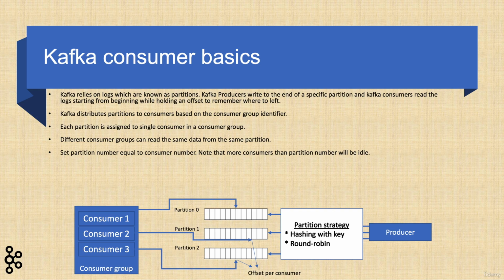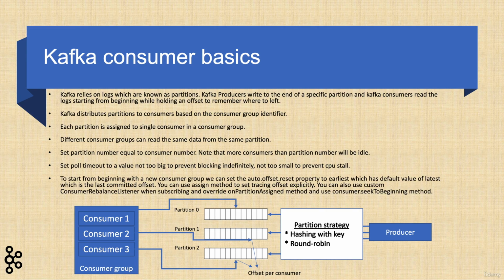There is a poll timeout in Kafka Consumer, and setting it to a too high value will cause a very long wait and long delays in the application. Setting it to a small value, on the other hand, will cause a lot of CPU cycles, causing CPU stall. To start from the beginning with a new consumer group, we can set the auto-offset reset property to earliest, which has a default value of latest, which is the last committed offset.